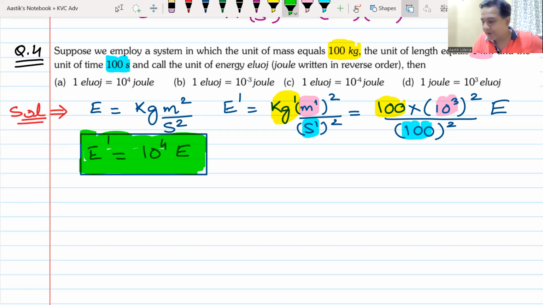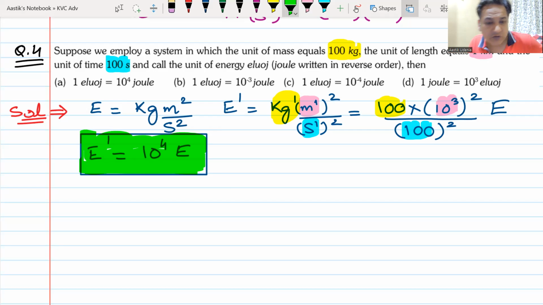Yeah? Okay, great. So that finishes this use of dimensional analysis. In this use of dimensional analysis, what we have seen is that we can convert from one system, one unit to another unit using dimensional analysis. That is the first use. That takes me to the next use of dimensional analysis.